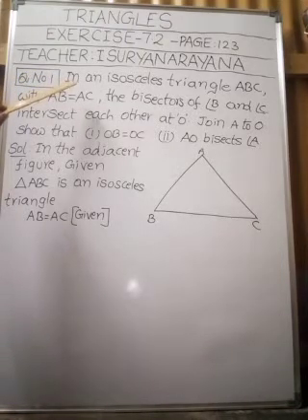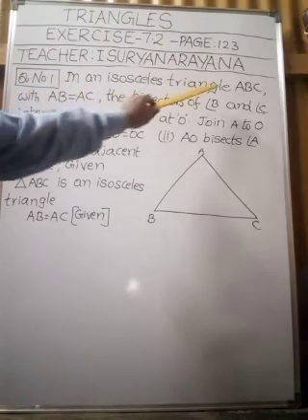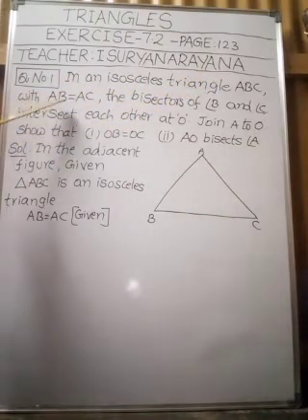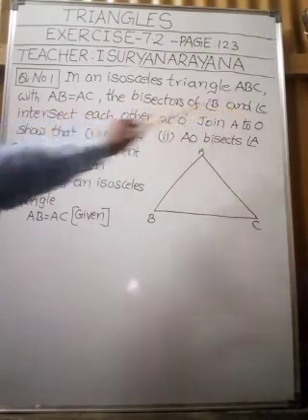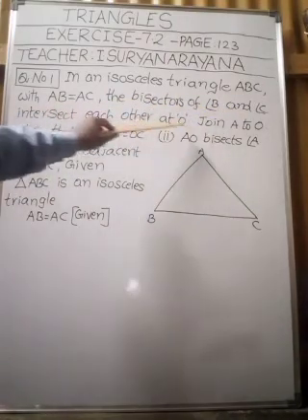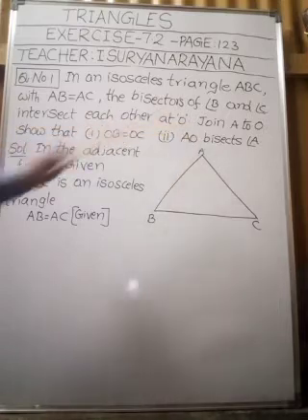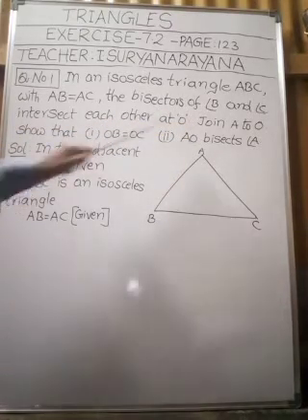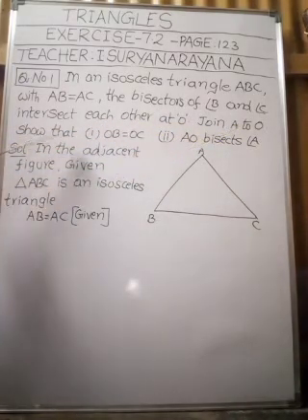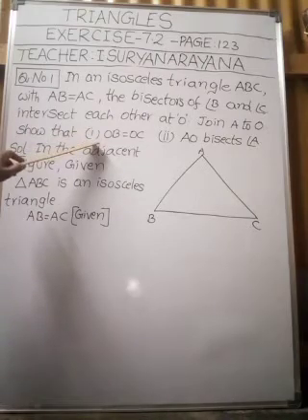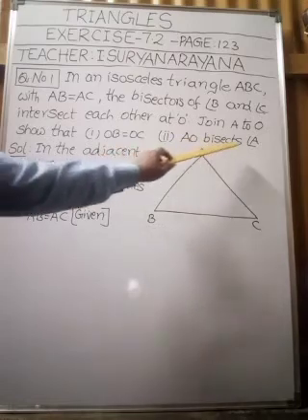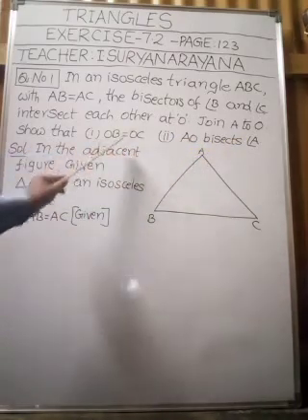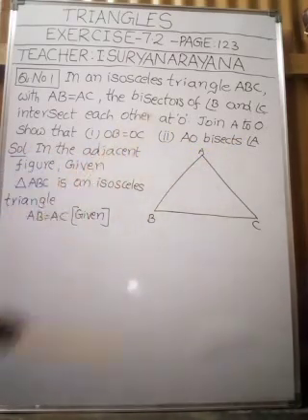First question. In an isosceles triangle ABC, with AB equal to AC, the bisectors of angle B and angle C intersect each other at O. Join A to O. Show that first part, OB is equal to OC, and second part, AO bisects angle A. Here two parts are there, and we have to prove these two parts.